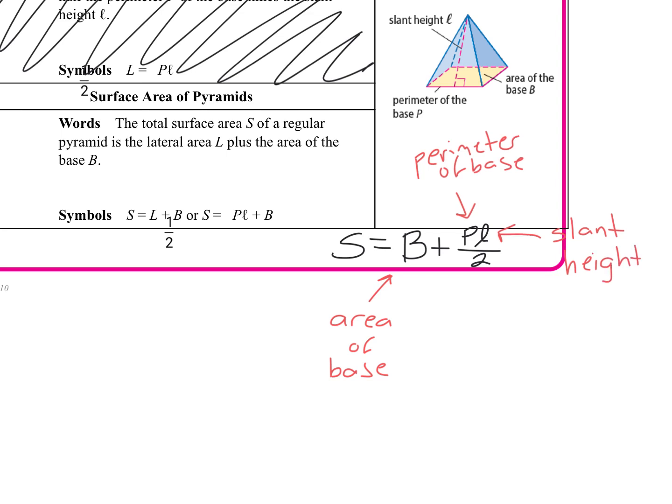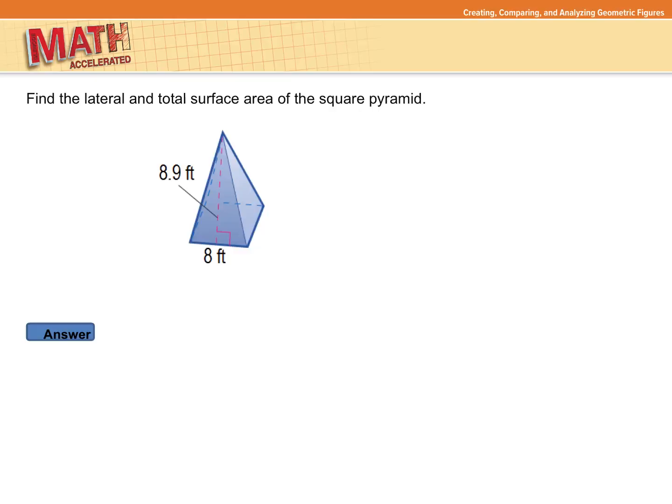Okay, think of a pyramid. What does slant height mean? It's up the side. Yep, normal height was from the center of the base up to the top. Slant height is from the side up to the top. Okay, so that's what our slant height is. Questions about the formula and the different pieces? Okay. Let's apply it to this example here.